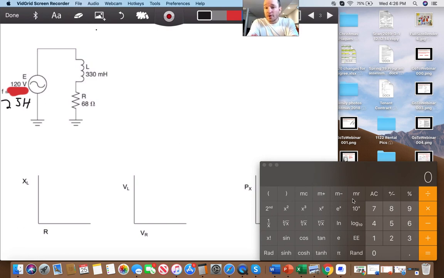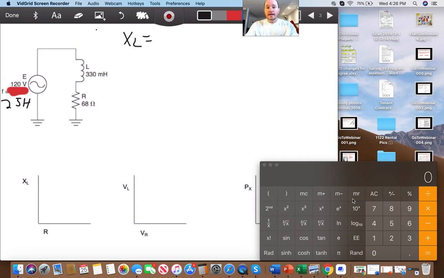Okay, there's no new math here, no new formulas or anything like that. We're just going to walk through and see what happens when the frequency changes. And this would have a similar effect, the exact effect actually, if we put a smaller inductor in there. So let's go ahead and start off by calculating out our X of L.